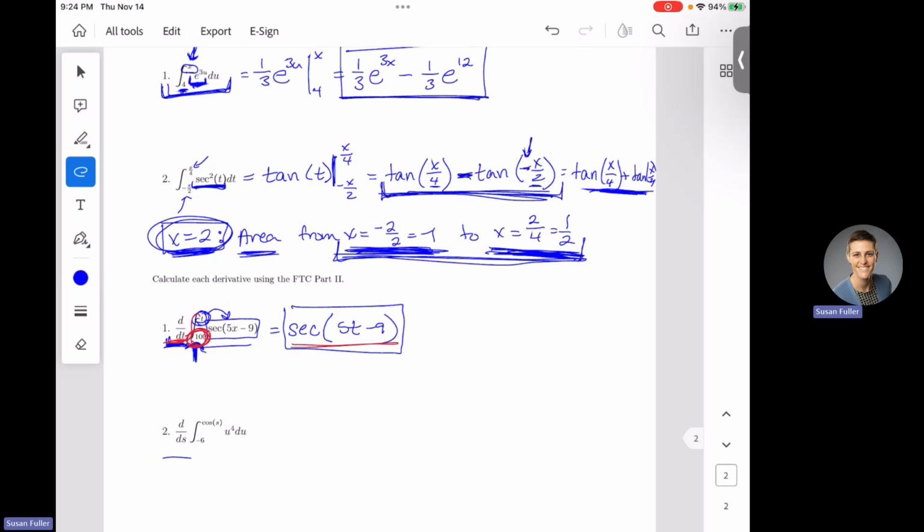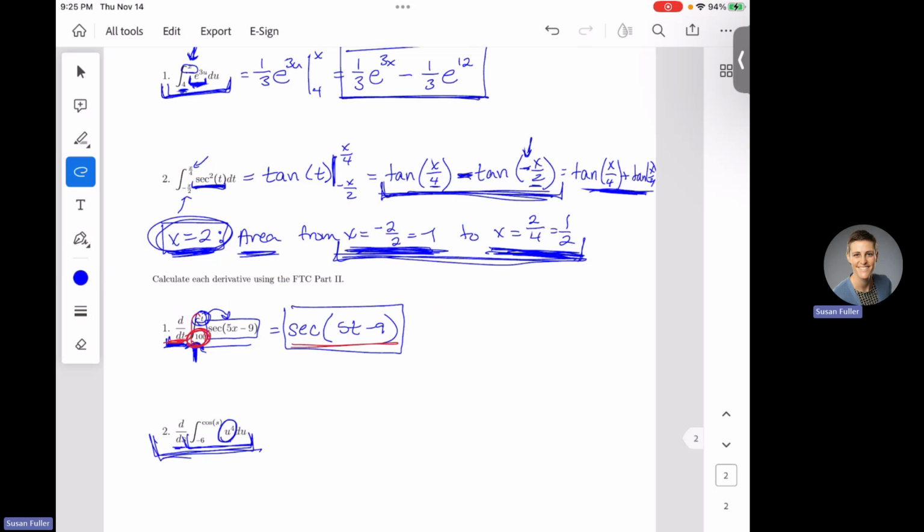Okay, and let's do this guy. We are asked to find the derivative with respect to s of this integral. And again, the derivative of an integral, those are going to zero each other out, right? They're going to undo each other, and we're going to end up right back where we started.